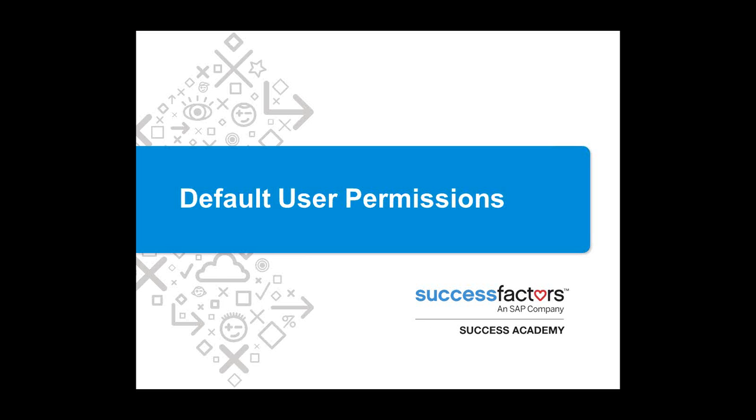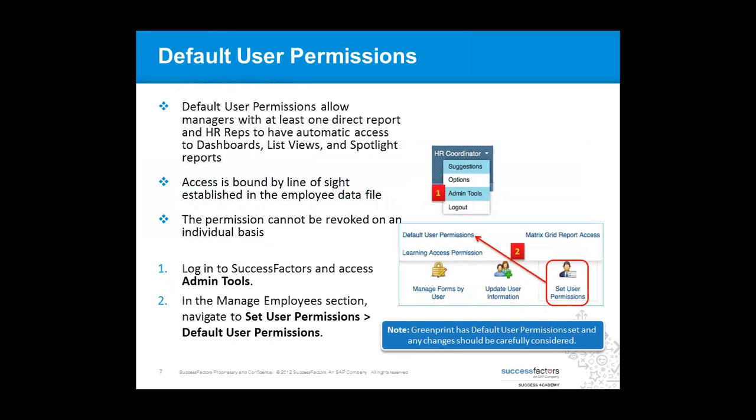So we'll talk about the default user permissions. Default user permissions allow managers with at least one direct report, and HR reps, to access the dashboard, list view reports, and spotlight reports. Access is bound by line of sight that is established in the employee data file, and it cannot be revoked on an individual basis.